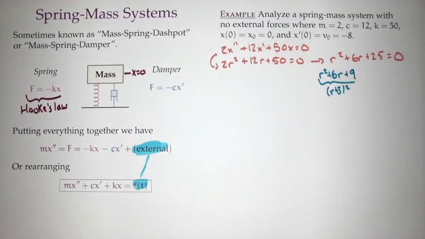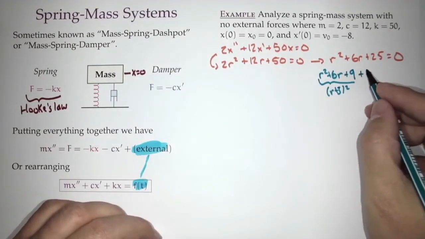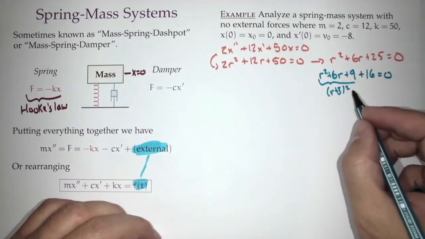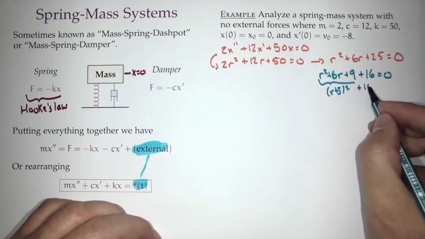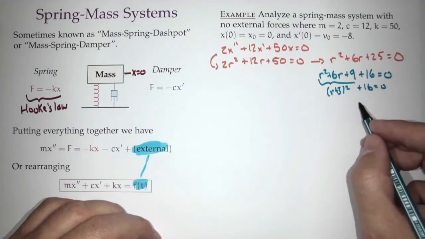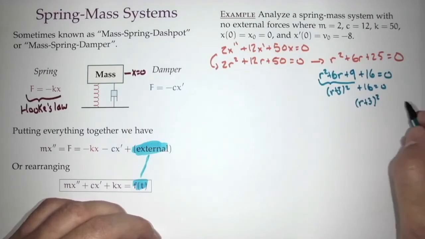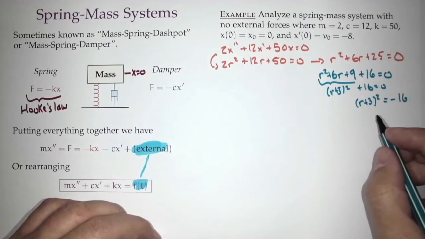Okay, so I've added 9, but I need to get up to plus 25. How short am I? I'm 16 short, so I'll add 16 more. Then I'm okay. So r plus 3 squared plus 16 equals 0. All right, what does that say about r plus 3 squared? Negative 16.